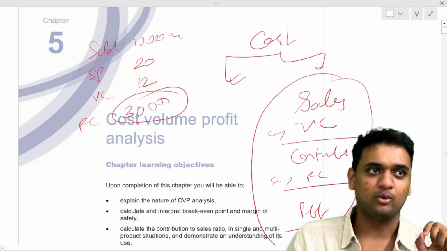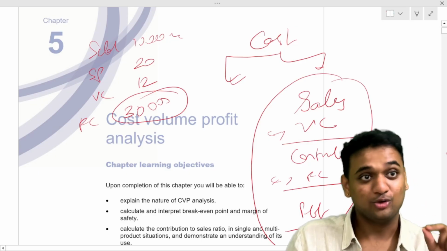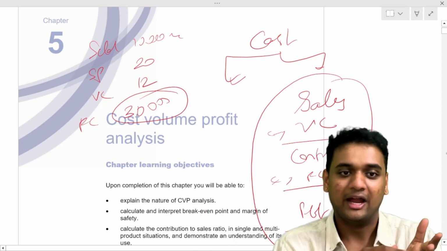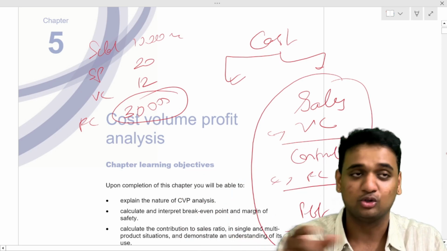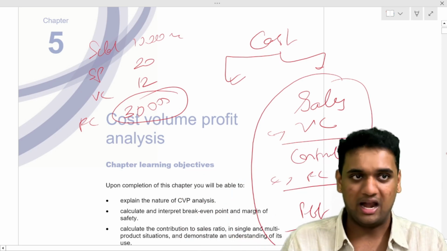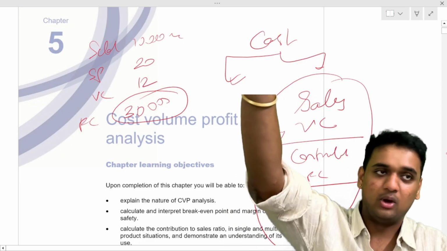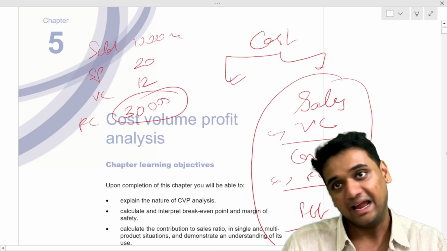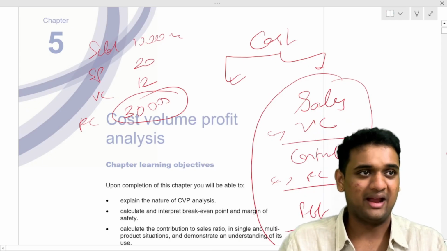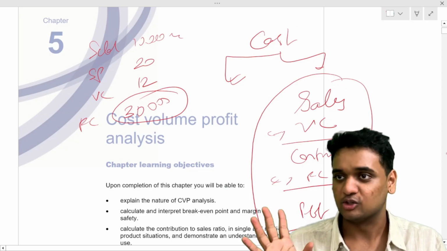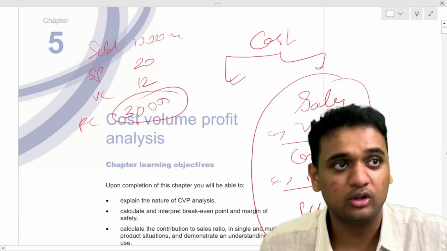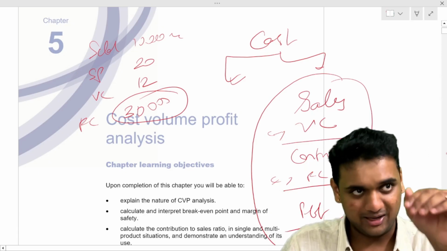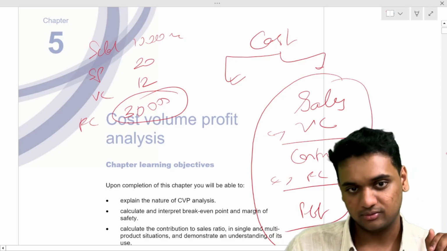What is the variable cost per unit? 12. So variable cost also increases based on the number of pieces produced. We produce 10,000 units at 12 rupees per unit, so the total variable cost is 1,20,000. Sales is 2 lakhs minus variable cost 1,20,000; the contribution we got is 80,000. Minus fixed cost, which is 30,000. If you do that, you get 50,000 as your profit.